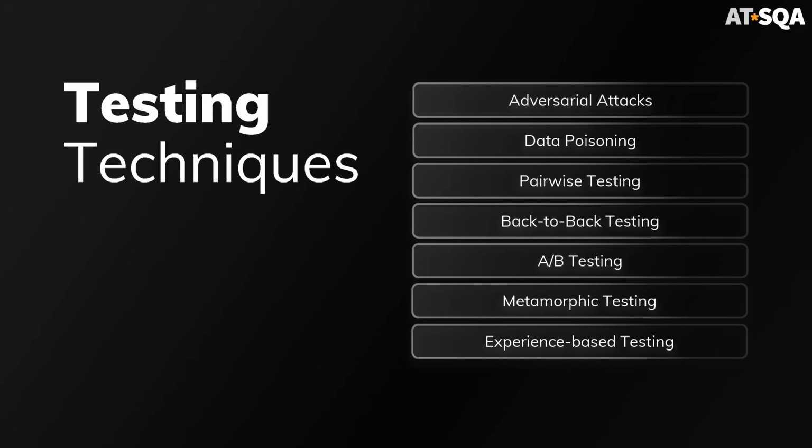A/B testing is to see that the results from a new version of the system are the same as, or compatible with, the results of the previous version of the system.